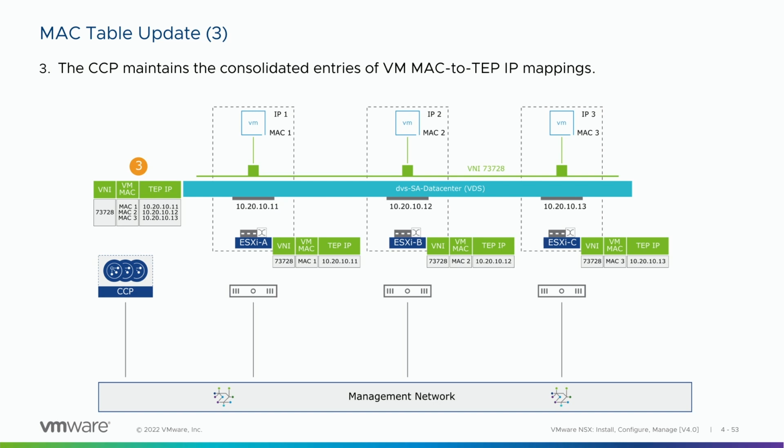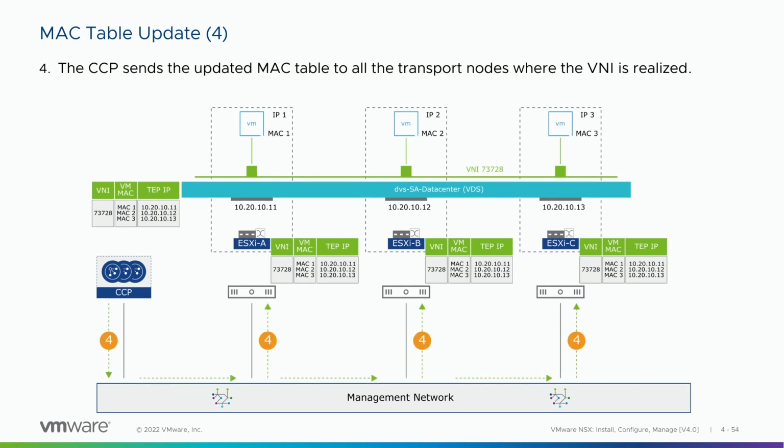So we're going to take this information and build one large central MAC address table. Now the central control plane says, if we want to forward a frame to MAC address 3, we need to forward that to tunnel endpoint 3. All right. Great to know. But again, like the TEP table, only so useful at the central control plane. So what are we going to do? We're going to publish that to all of the transport nodes servicing VNI 73728.